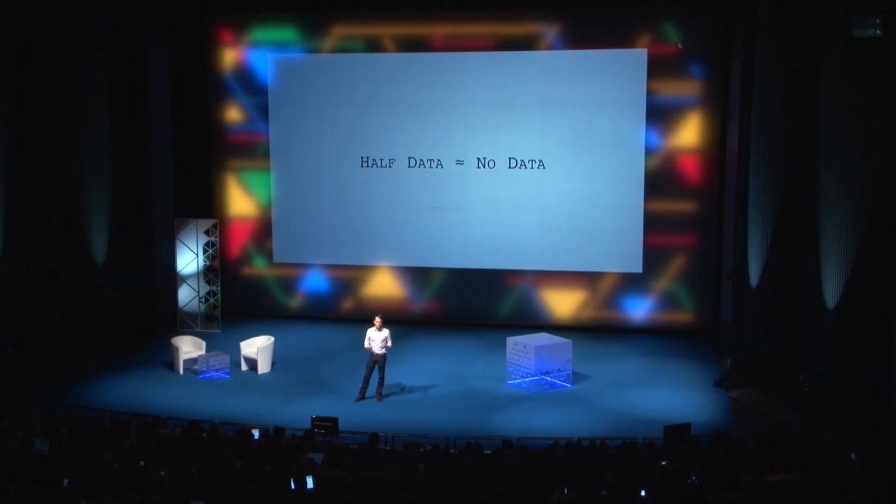Now, my conclusion from the brains part is, half data is approximately equal to no data. So I think if you're looking at just a part of your data, it might be very dangerous when you're making decisions. So you should always be very careful that you have all the data that you need and that it's coming accurately into your tool.